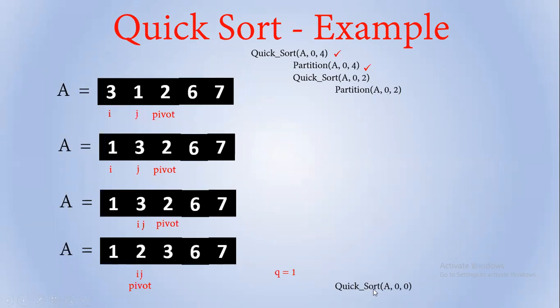We have to call quick sort A, q plus 1 and u. Q plus 1 is 2, and u is also 2. U is equal to L, so nothing happens. So quick sort A 2, 2 means this element, nothing happens. So that quick sort is over. So one quick sort of this original quick sort is over.